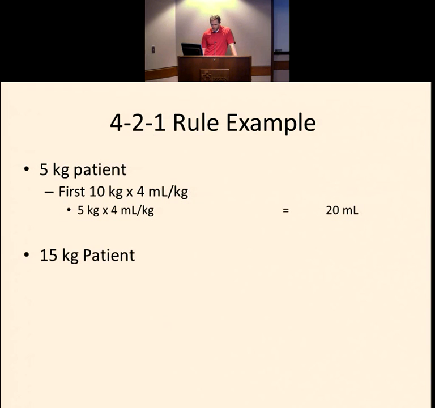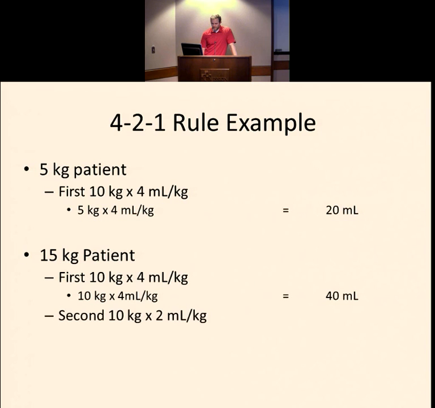All right, here's a 15 kilogram patient. Again, someone kind of halfway in between the two levels. So for the first 10 kilos, we're going to do 4 mils per kg per hour, which is going to give us a total of 40 mils towards our base rate. And then for that second 10 kilos, we're going to do 2 mils per kg.